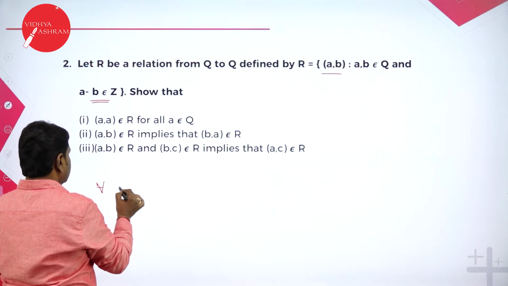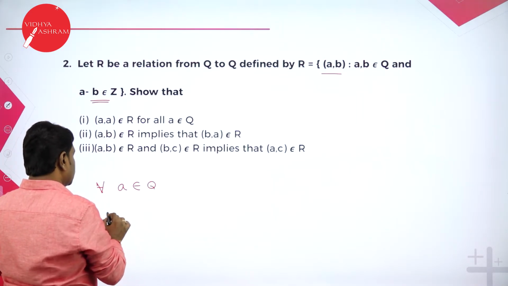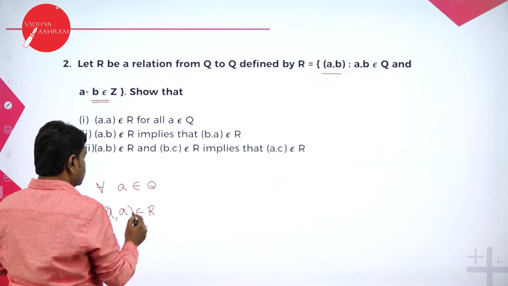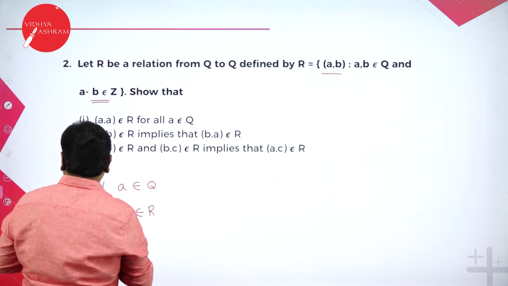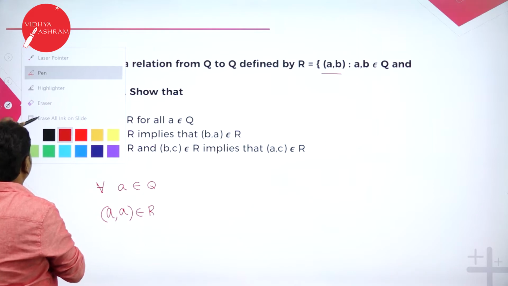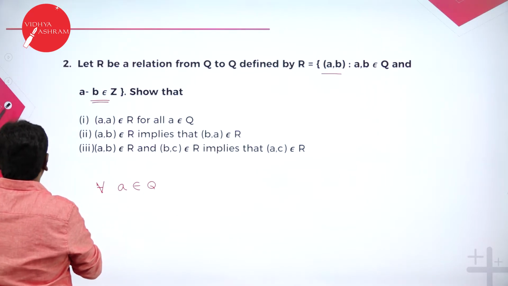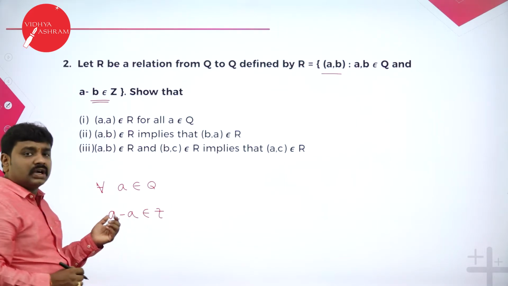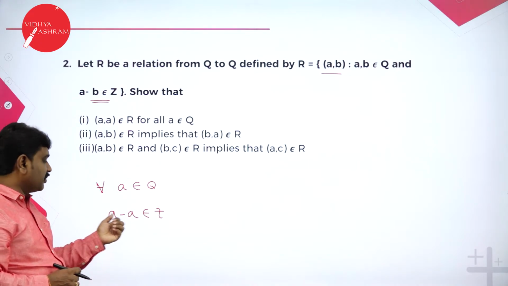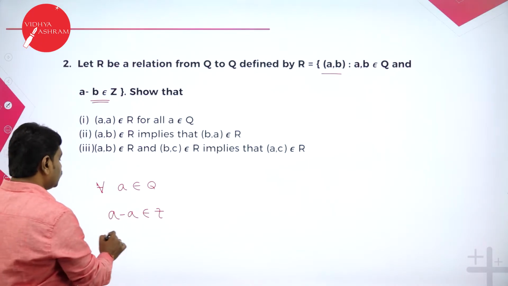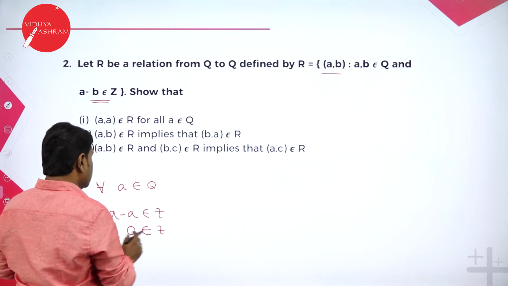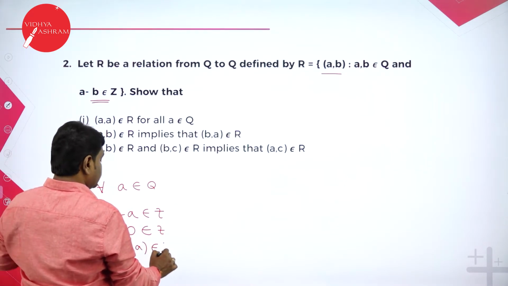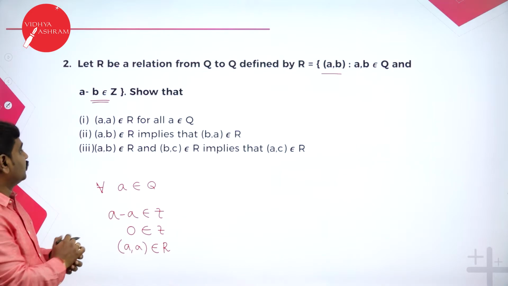See, for all A belongs to Q, (A, A) belongs to R, I can say. If (A, A) should belong to the relation, it means A minus A should belong to the integers. Yes, it is true. Rational number minus rational number, the same numbers, if I subtract, I'll get 0. 0 is what? An integer. So A minus A belongs to Z. If A minus A belongs to Z, then (A, A) belongs to the relation. So this is proved.